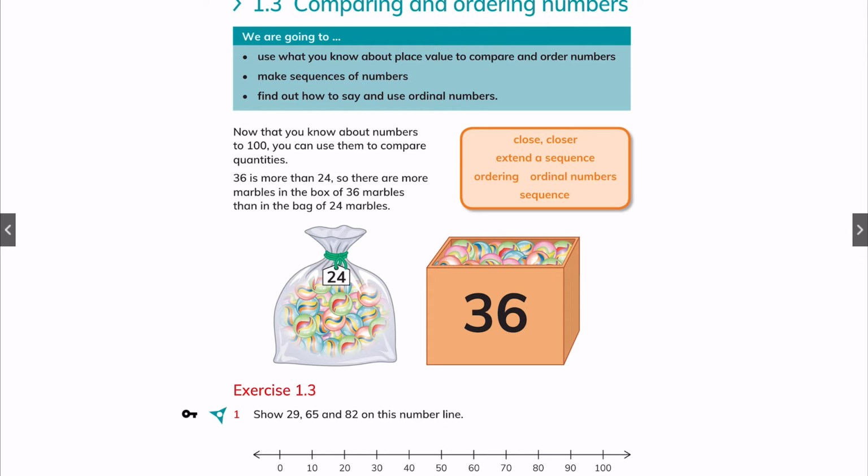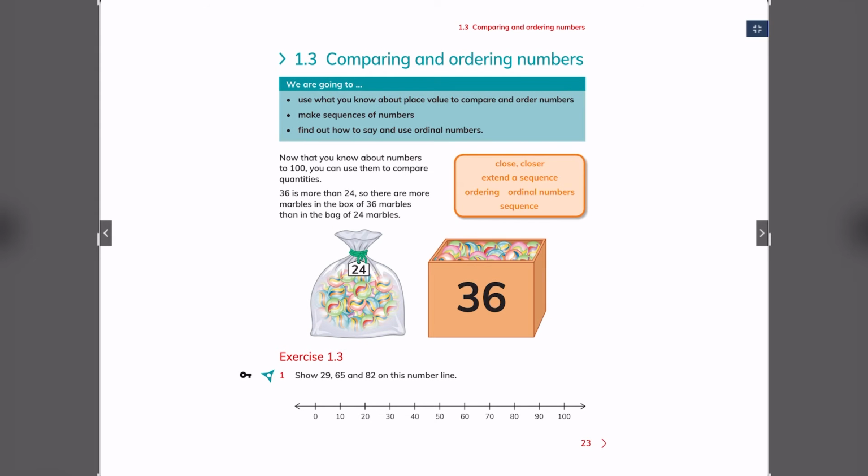In this section, there are some keywords that you have to pay attention and learn. Close, closer, as I said before, number 40 is closer to 50 or 60. Extend a sequence. I give you a sequence, 2, 4, and I say extend that sequence. Ordering, ordinal numbers, sequence.